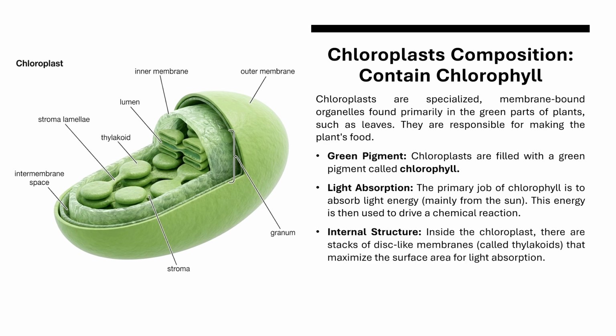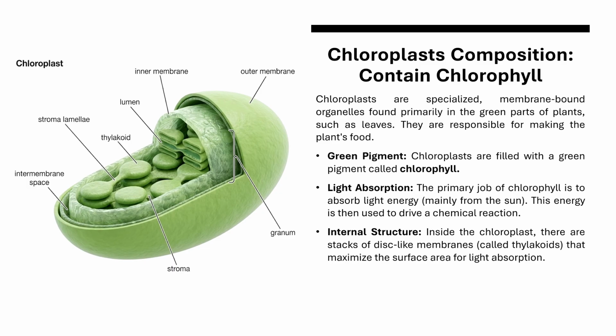If you were to cut open a chloroplast, you would not just see a green soup. You would see stacks of disc-like membranes called thylakoids. These are disc-like membranes. These stacks are a brilliant piece of biological engineering. By stacking these discs, the chloroplast maximizes its surface area. They are stacked on each other to maximize the surface area.